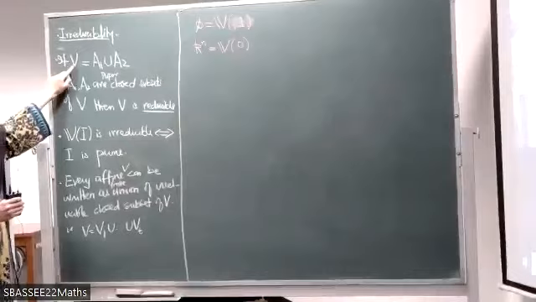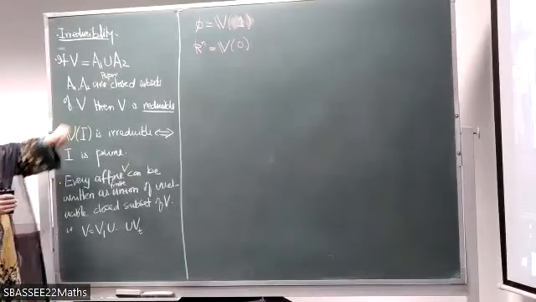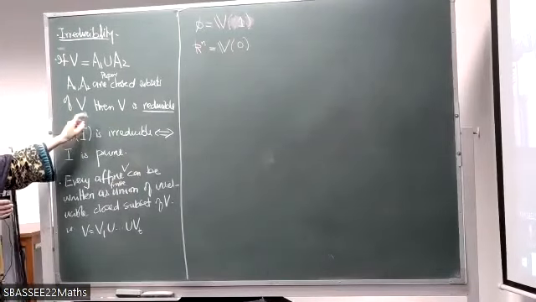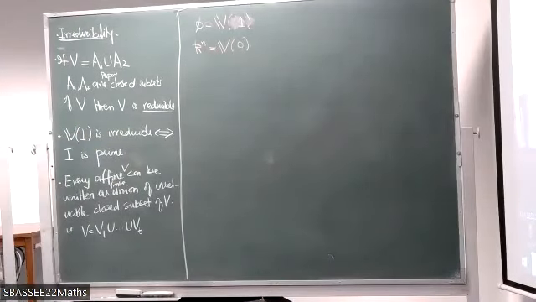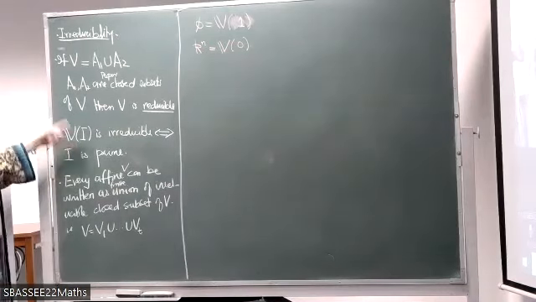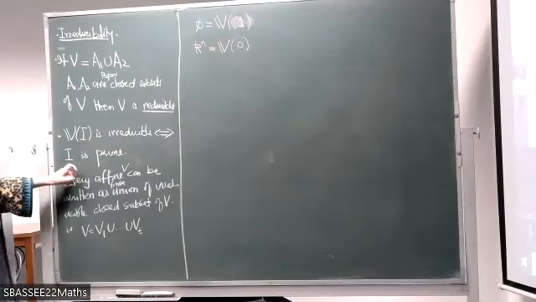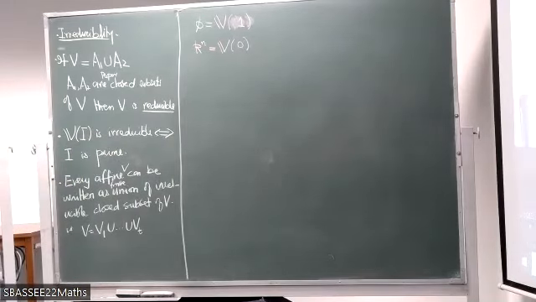Okay, then we have talked about irreducibility, which says that if V can be written in this way, where A1 and A2 are proper closed sets of V, then we call V reducible. And when V cannot be written in this way, then it's called irreducible. So we can see this property: our variety is irreducible if and only if the corresponding ideal is prime.